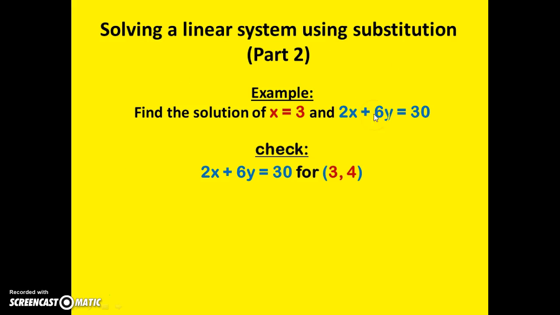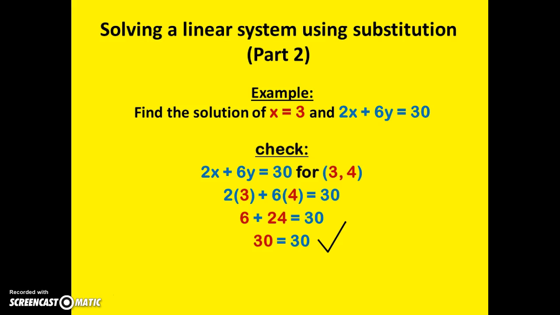So we have our equation 2x plus 6y equals 30, and our solution is (3, 4). x is 3, y is 4. Let's substitute in. So 2 times 3 because x is 3, and 6 times 4 because y is 4. We substitute in, and then we evaluate and see what happens. 2 times 3 is 6. 6 times 4 is 24, and that's supposed to equal 30. Well, if we add 6 and 24 together, we do get 30. So the left side equals the right side, and we checked properly.